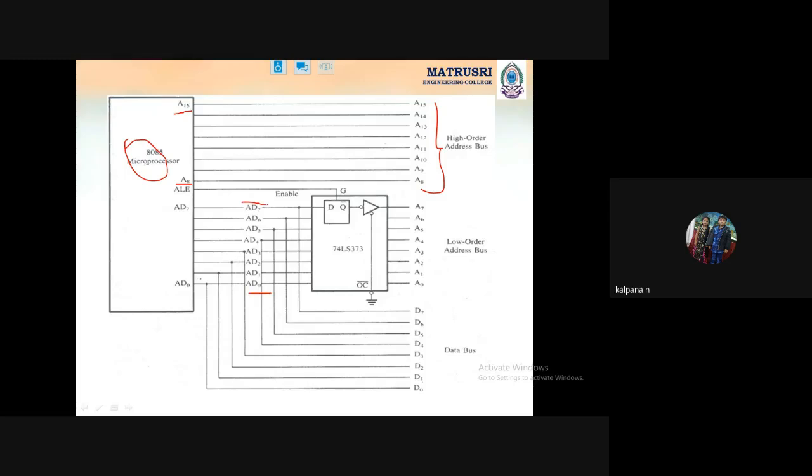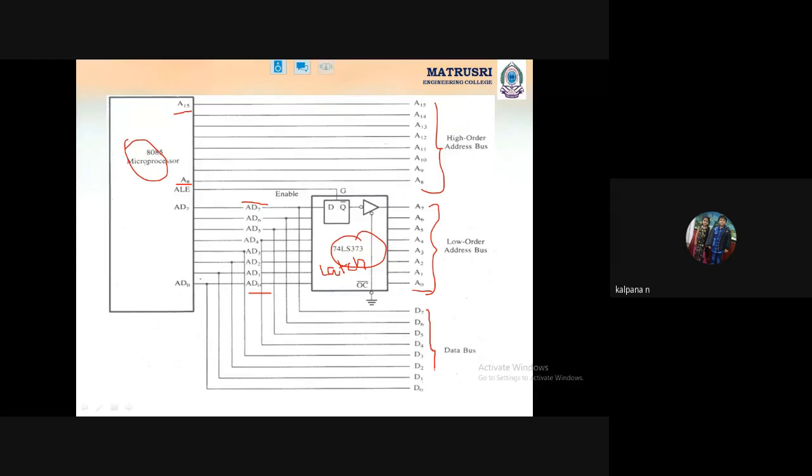AD0 to AD7 are the multiplexed lines, eight of them. So these eight lines we are separating. We are separating the address lines A0 to A7. How? All these AD lines are given to the 74LS373, which is called a latch. With the help of the latch, we separate the address lines A0, A1, A2, A3, A4, A5, A6, A7 from the AD0 to AD7 lines.